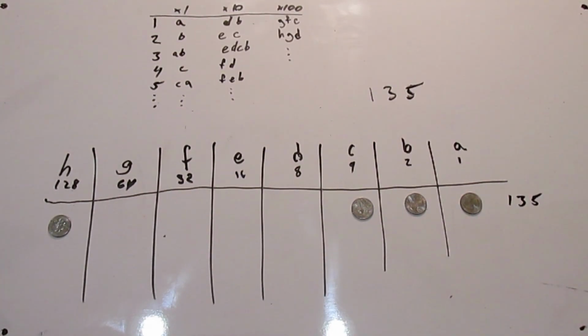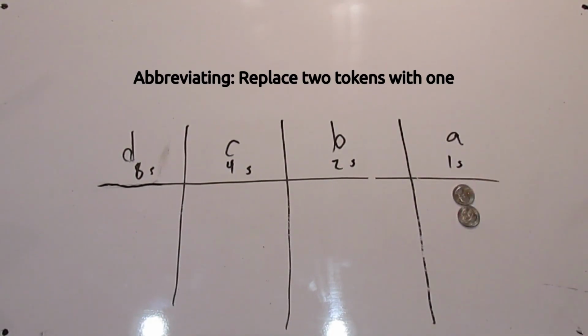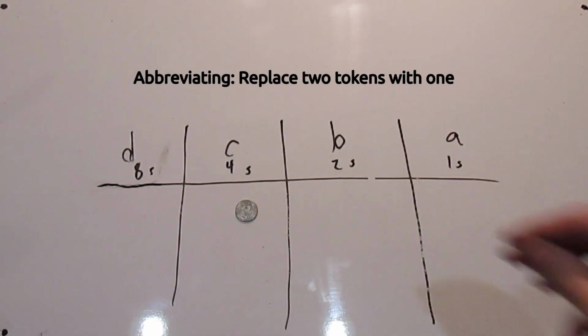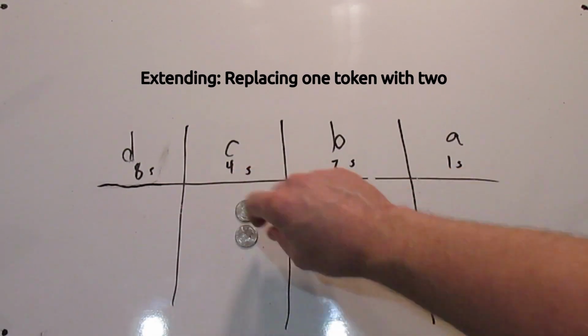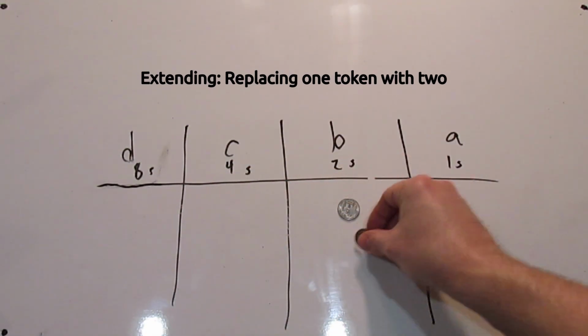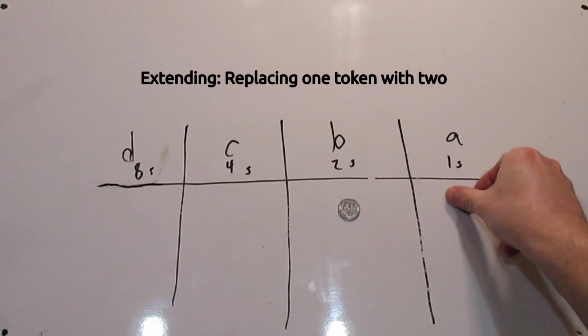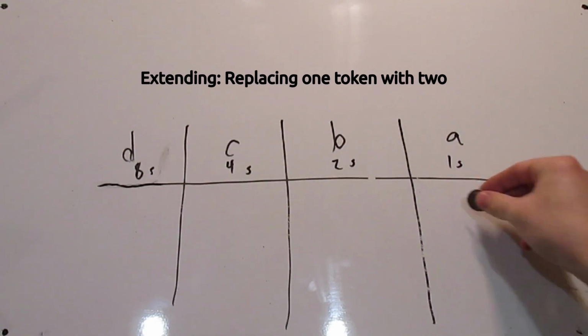And it really does feel more like playing a game like Mancala or something, where we have a rule that says we can take a pair of tokens and replace them with 1 in the next pile. Napier called this abbreviating. We can also do it in reverse, which Napier called extending. Since the moves in this game don't change the value that's being represented, they're totally optional, and it also doesn't matter what order we do these moves in. We always end up with the same answer.